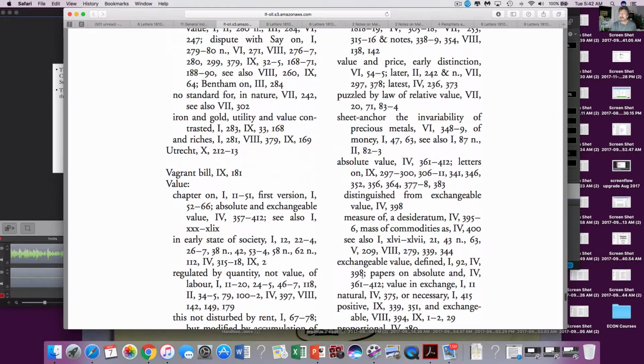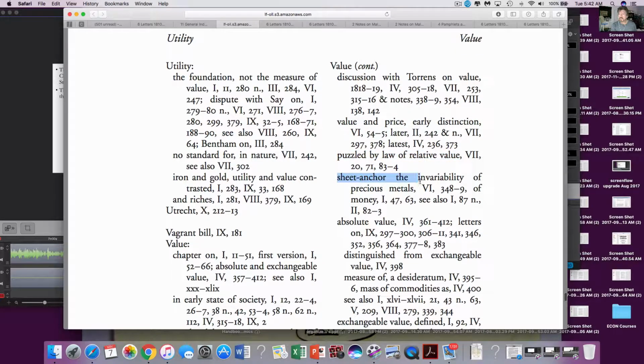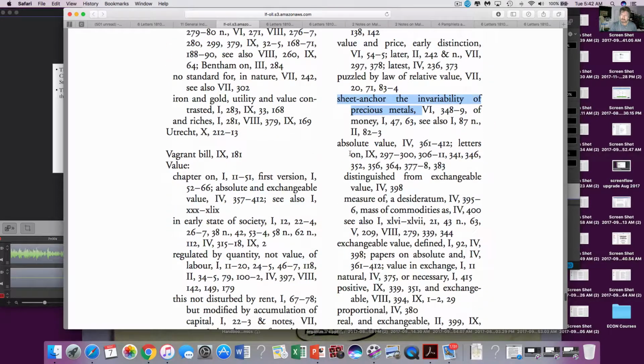This is going to be Torrens. Value and price, early distinction. Value puzzled by the relative law of value. Value, sheet anchor on the invariability of the precious metals. Now that's going to be part of what we're talking about here, with the idea of gold as the product, or silver as a product of unassisted labor. Absolute value, exchangeable value. This deals with the last entry that I had referenced before.